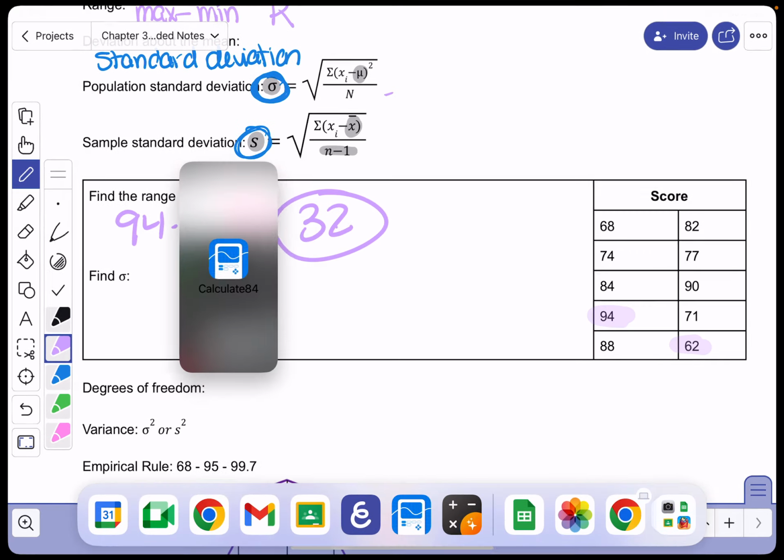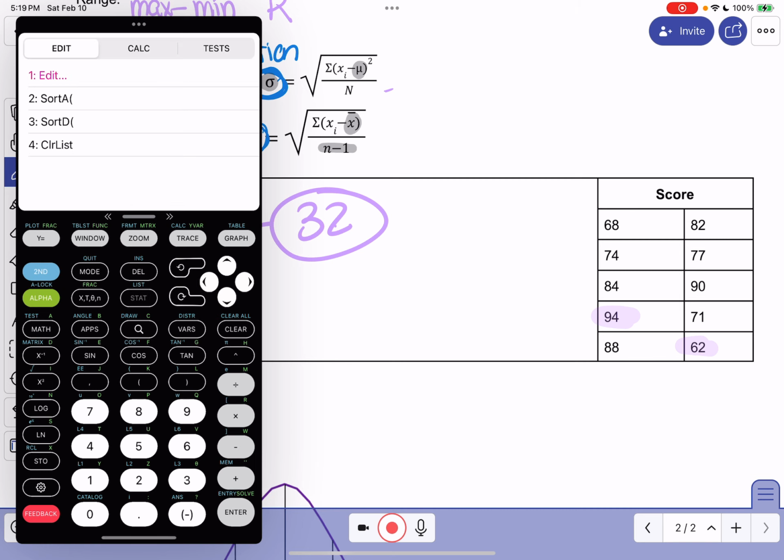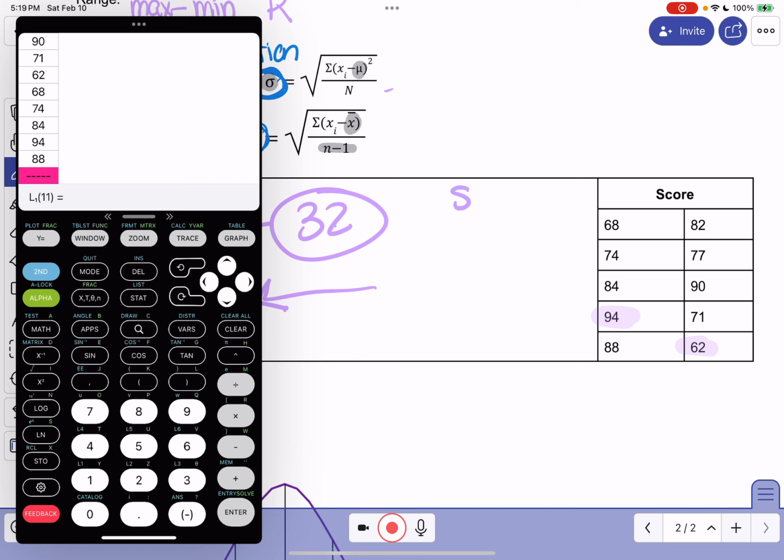So we're going to do what we've been doing, hit stat, which is in this row next to that, hit enter, and type all those numbers in. So we're going to type all those scores in here in L1. Then we're going to hit the stat button again. So pause the video if you need more time to type.